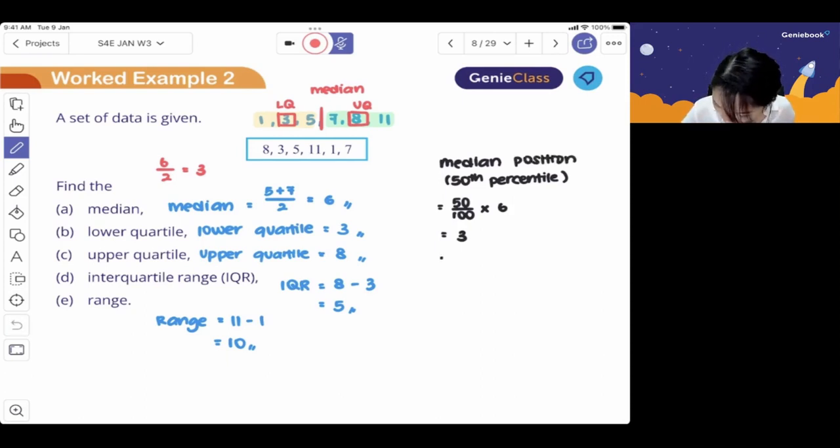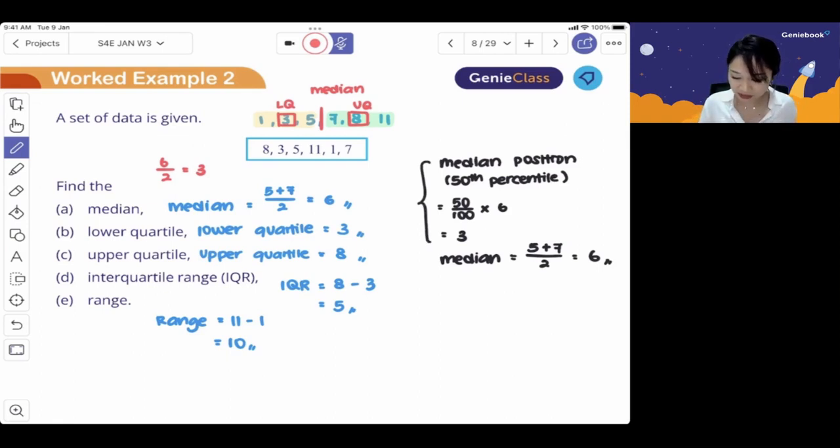So then I have to look now for the value between my third and fourth, which is still, my third value is 5, my fourth value is 7. So it will still give me the same answer. You will still get the same answer. Just that you need to be very familiar with which one is your percentile and which one is your percentile value. Is that clear?